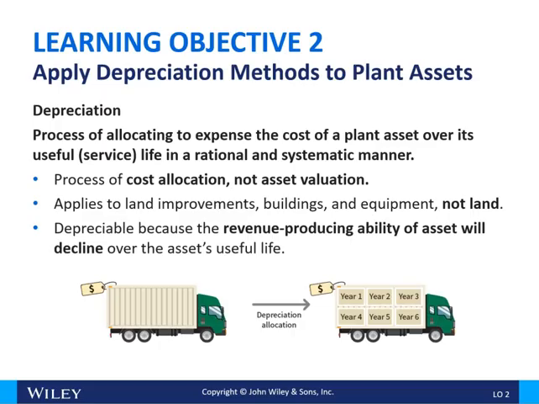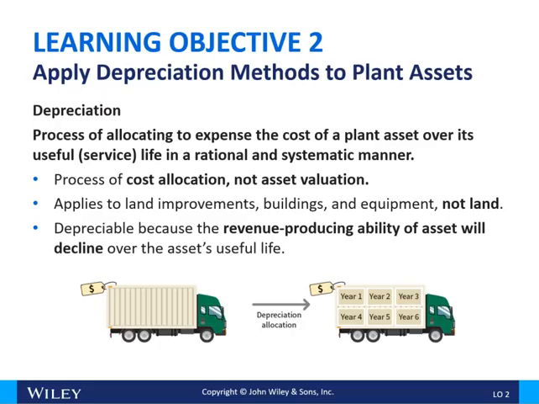And in a rational and systematic manner just simply means we're going to have some methodology that we follow, and we continue to follow that over the useful life. We're not just arbitrarily deciding what costs to do and what periods. And we'll go over some examples and different methodologies that we can do that on. This is a process of cost allocation, not asset valuation. So we're not attempting to put the value of that asset on our books.